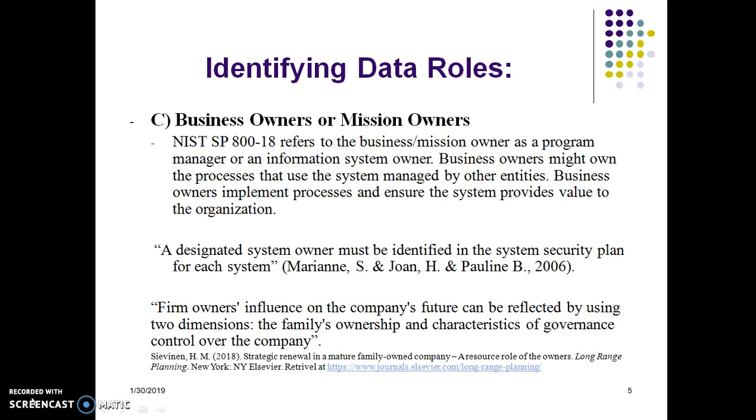Business owners or mission owners is the third role. NIST Special Publication 800-18 refers to the business or mission owner as a program manager or an information system owner. Business owners might own the process that uses the system managed by other entities. Business owners implement processes and ensure the system provides value to the organization. A designated system owner must be identified in the system security plan for each system. Firm owners' influence on the company's future can be reflected by using two dimensions: the family's ownership and the characteristics of governance control over the company.